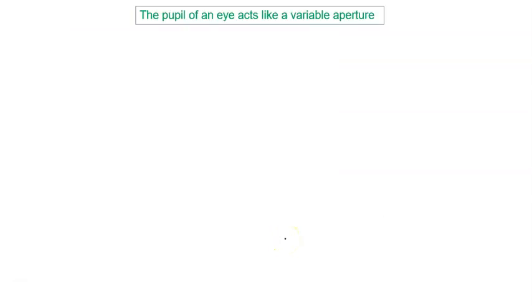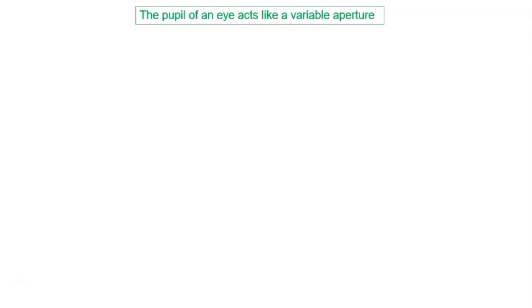The pupil of an eye acts like a variable aperture. When we are standing in a bright light area, the iris will contract the pupil to allow less light to enter our eye. And when we are in dim light, the iris expands the pupil to allow more light to enter the eye. So we can say the pupil opens completely through the relaxation of the iris.